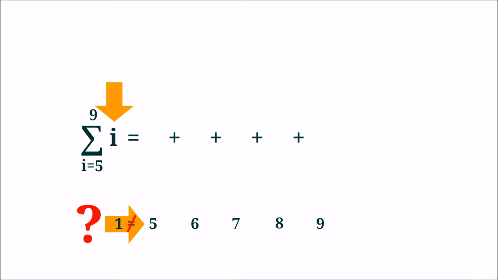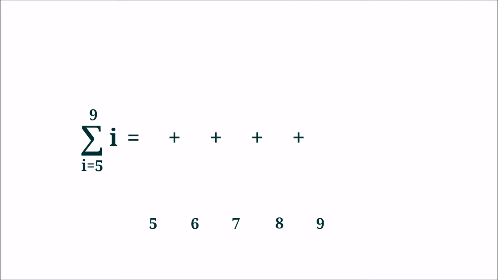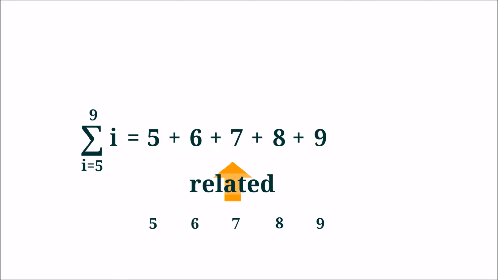But why would you want to start indexing not from 1? Well, it's because of this expression next to sigma called the summation function. Actually, sigma notation can only represent addition of a number sequence that has some pattern related to the index. And this relation is determined by that summation function. In this example, the terms are, well, the index, but that's not always the case.